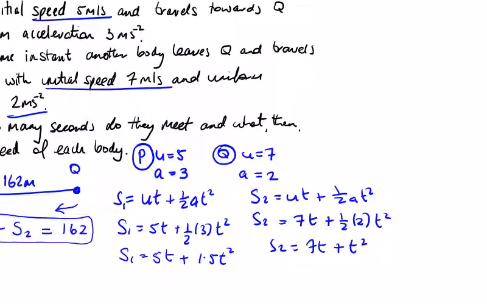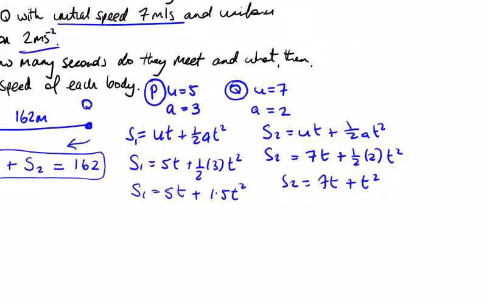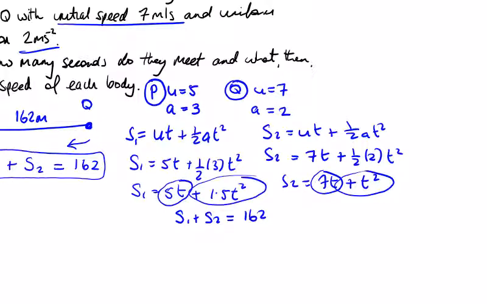So we can say here that these two equations added together are going to give me 162. So let's do that and find the time they meet. So s1 plus s2 is equal to 162. We're going to get 5t and 7t. We'll put the t squared first: t squared and 1.5t squared, so 2.5t squared. 2.5t squared plus 12t. Then I need to multiply that by 2, and bring the 162 across. So we're going to get 5t squared plus 24t minus 324 is equal to 0.